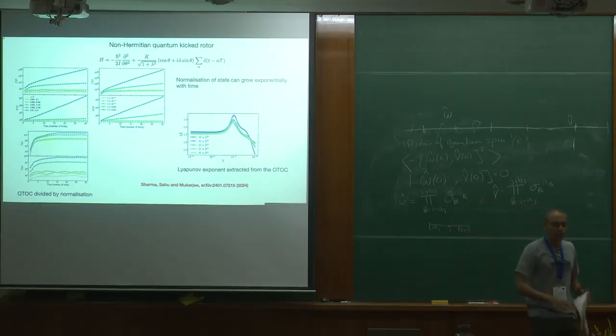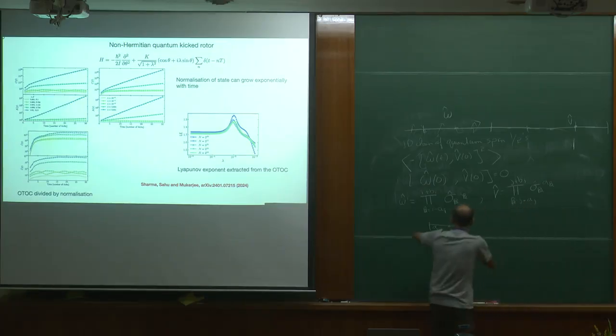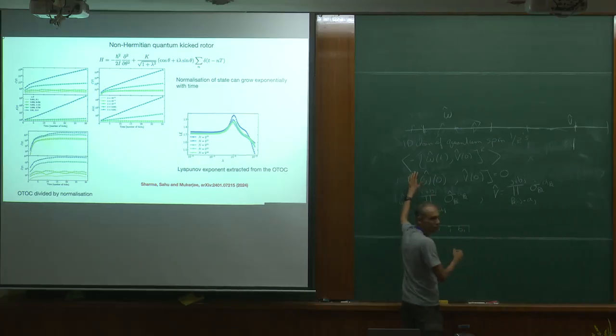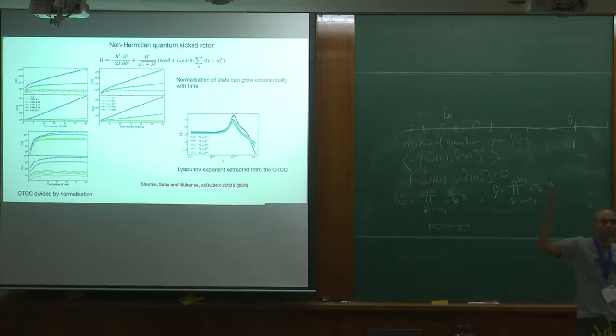So if you want to see how information is spreading, as encoded by the OTOC, then you start with a situation in which this is equal to 0 and then subsequently increases. So that's what you're doing.